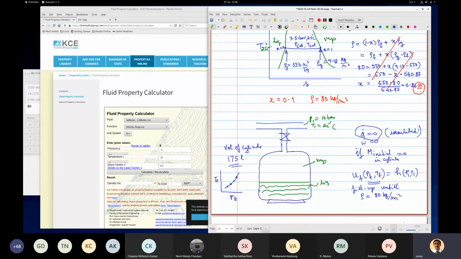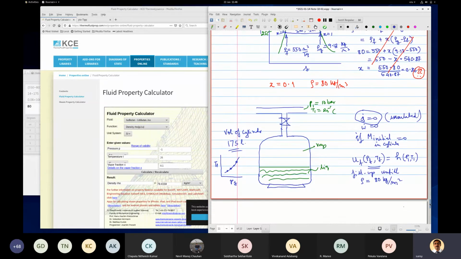So this is a real gas, and the calculation that we are doing is more or less ideal. So these are the actual values here. 25 is 0.1. Okay. So this is how you can calculate.